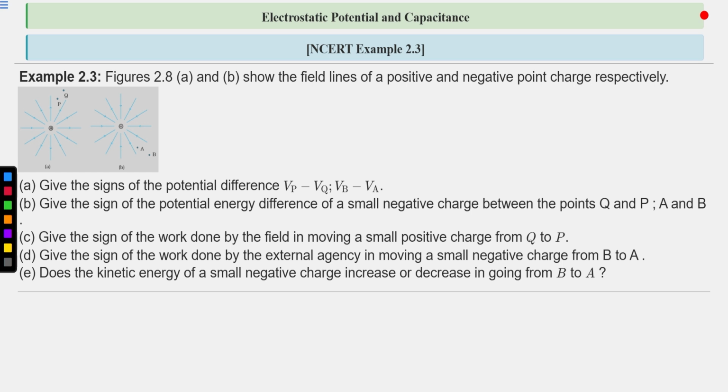And fifth part, does the kinetic energy of a small negative charge increase or decrease in going from B to A? Now, if we move a small negative charge from B to A, whether its kinetic energy decreases or increases, you have to tell that. So these are the 5 parts of this question. Now, one by one, I will answer that.